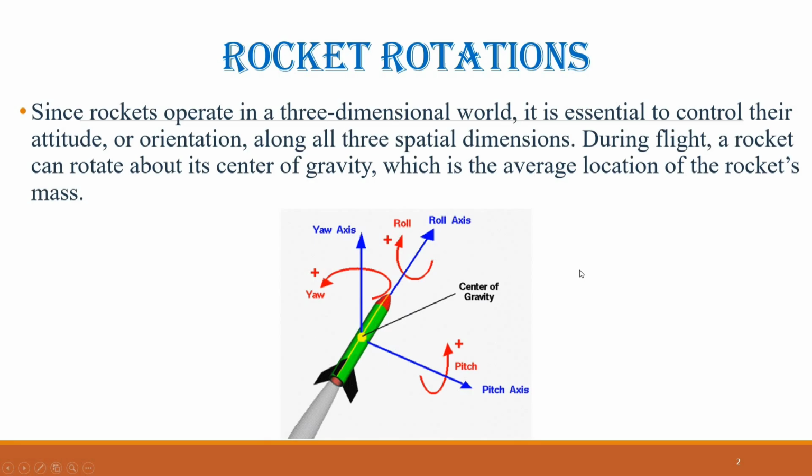In most full-scale rockets, pitch and yaw motions are achieved by gimballing the exhaust nozzle, which means rotating the nozzle slightly so that the thrust vector is no longer aligned with the roll axis. When the thrust is not aligned with the roll axis, it creates a torque about the center of gravity, effectively turning the rocket in the desired direction.